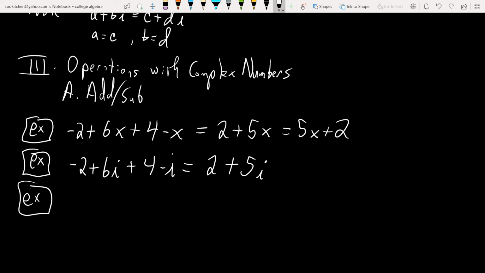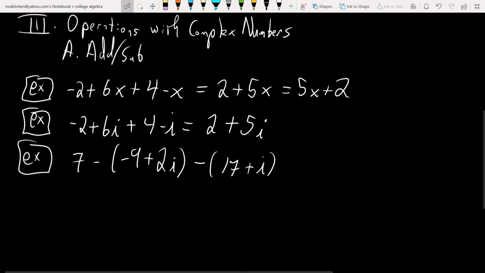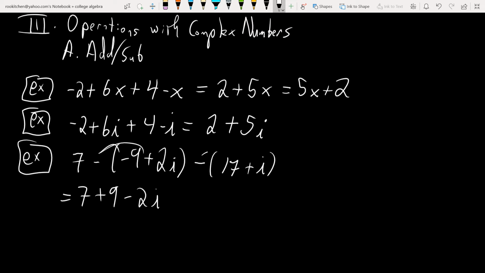Okay, let's look at another example. Here we have 7 minus (-9 + 2i), and then minus another complex number, (17 + i). Here we're basically subtracting complex numbers, and to subtract them you have to distribute the negative. So 7 + 9 - 2i, and then distribute the negative: -17 - i. Combining all the real parts, you get 16 minus 17, which is -1. And then all the imaginary parts, -3i.